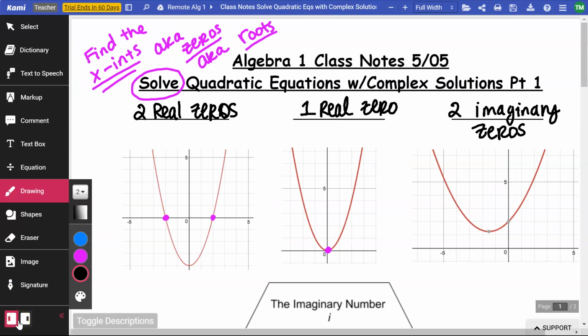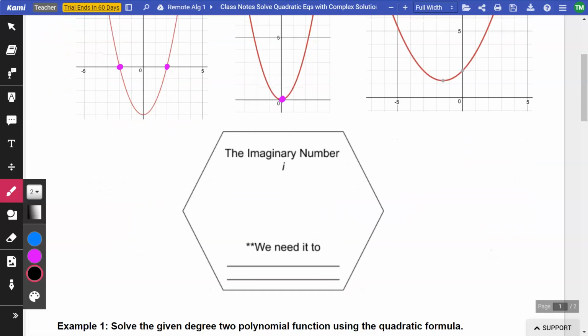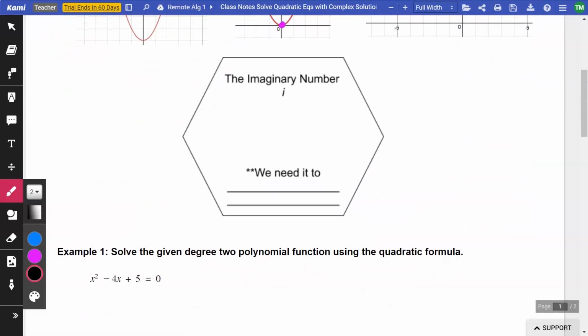In order for us to find those imaginary zeros, we have to use the imaginary number i. So remember, the imaginary number i, it's kind of a misnomer. Usually imaginary things don't actually exist. The imaginary number i actually exists. It's a thing. I don't want to say it's real because it's imaginary, but it exists.